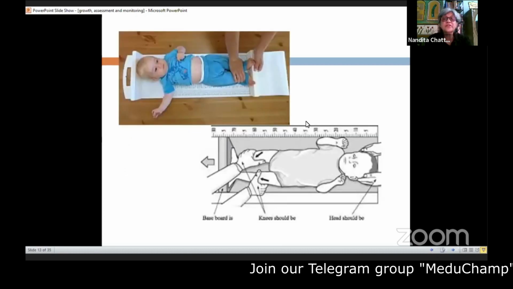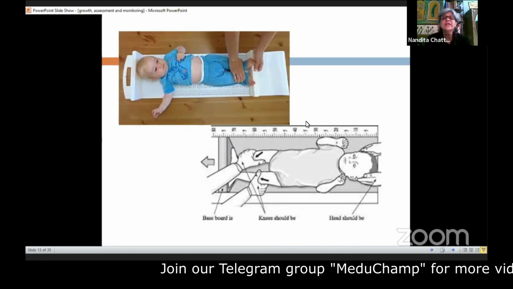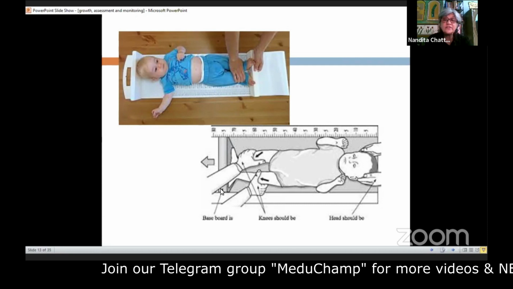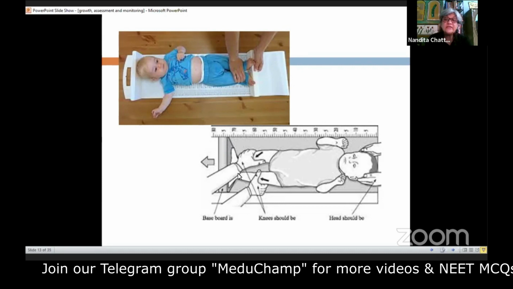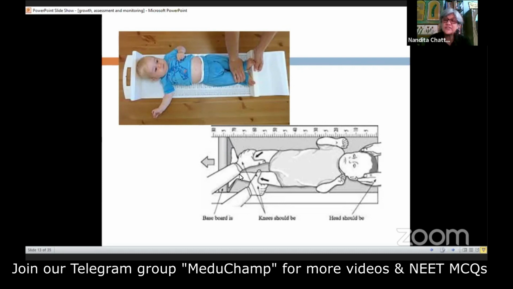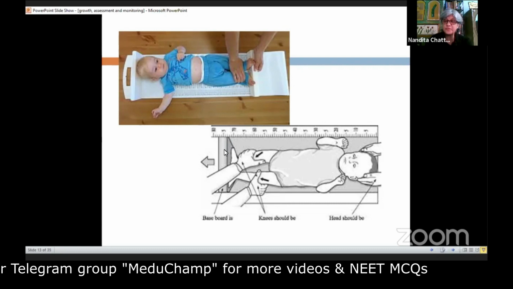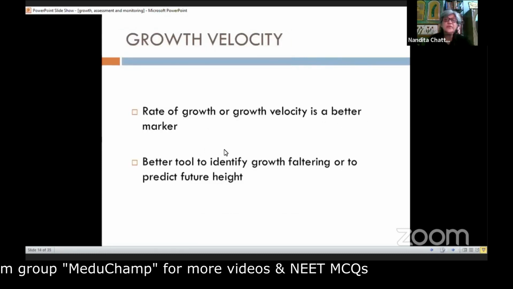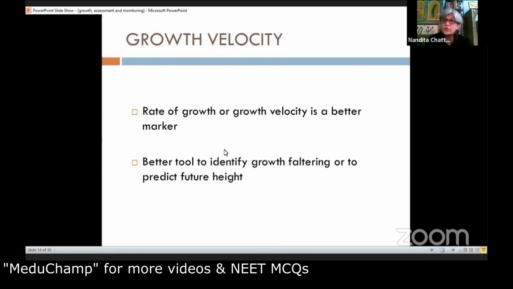Here you see the picture of an infantometer. You all must be familiar with this. You make the child lie down, the head is held straight, the body is straightened, and particularly focus on the knees because infants tend to keep the knees flexed. Make the knees straight, and the foot should also be straight so that the heel touches the backboard, the baseboard. Okay. Now, as we measure the height and weight, as I had said, we want to measure the velocity. How is this child growing over time?